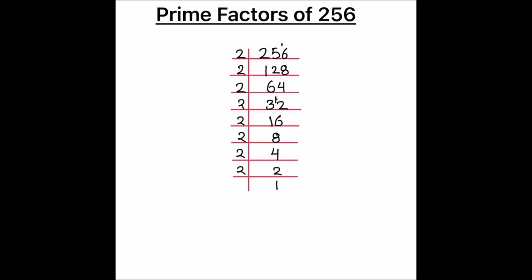So the number 256 is fully divided. The prime factors of 256 will be all the numbers which are written on the left hand side of the ladder. So 2 times 2 times 2 times 2 times 2 times 2 times 2 times 2 are the prime factors of 256. Or in exponent form, we can write it as 256 is 2 raised to power 8. So this is how we find the prime factors of any number using prime factorization method.